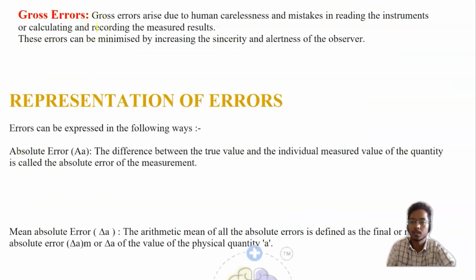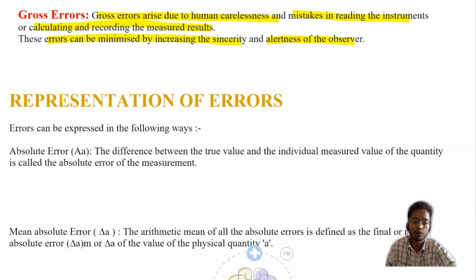The second type of error is gross error. Gross error arises due to human carelessness and mistakes in reading, observing, calculating, and recording the measured results. These errors can be minimized by increasing the sincerity and alertness of the observer. It all depends on the human, how we take the observations and how we calculate them. Then we will go to the representation of errors.